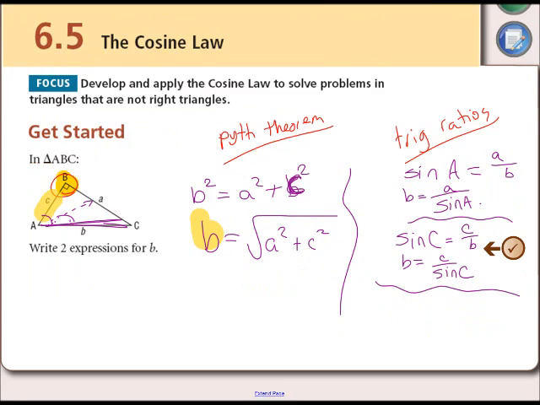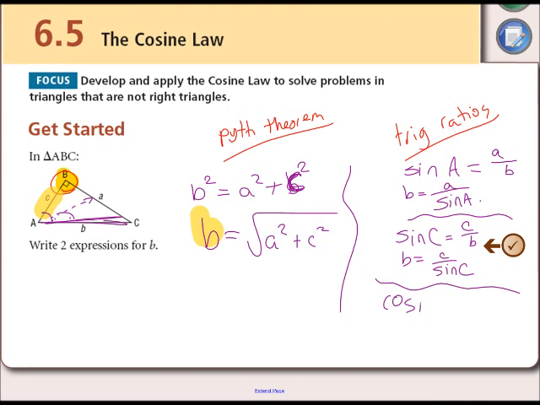We could have also talked about cosine. So we could say cosine of angle A is equal to adjacent, so c over b. Do the same thing. b is equal to c over cos A. Or we could have done cos of C equals a over b. So then b is equal to a over cos C. And there's other ones too. We could have split this triangle. There's so many different ways of being able to talk about b.